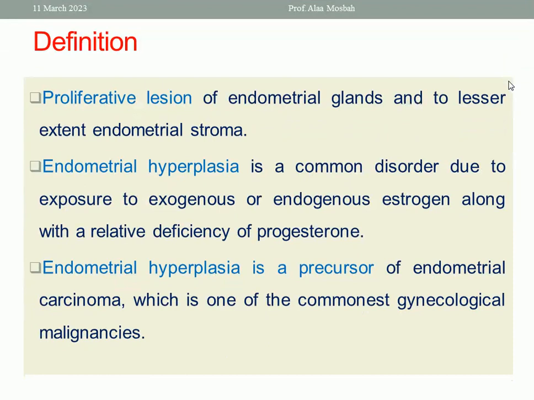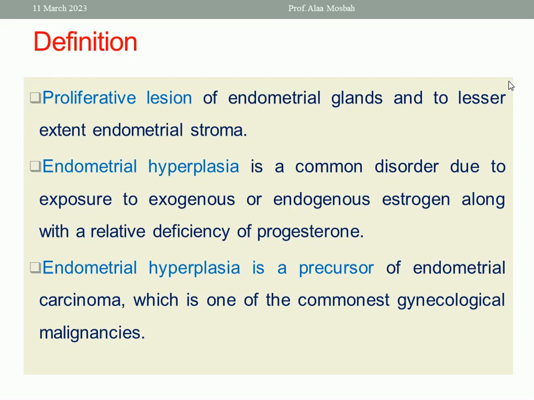Okay, let's go to the definition. Endometrial hyperplasia is a proliferative lesion of endometrial glands and, to a lesser extent, endometrial stroma. So it affects endometrial glands usually more than endometrial stroma. It is one of the proliferative lesions, and endometrial hyperplasia is a pathologic terminology. But it is very important because it may be a precursor to endometrial carcinoma, especially atypical endometrial hyperplasia.